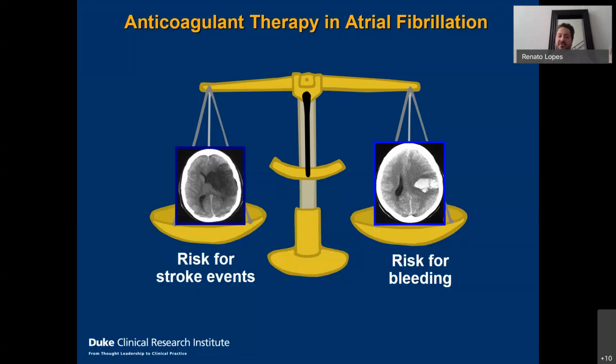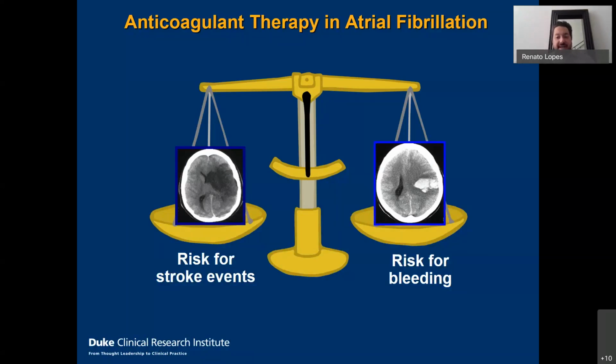Remember, this is my trade-off. I have to reduce stroke as much as I can, and I have to prevent bleeding or minimize bleeding as much as I can. That's my goal. Finding the sweet spot, reducing stroke as much as possible, minimizing bleeding as much as possible. And we have ways to do that.